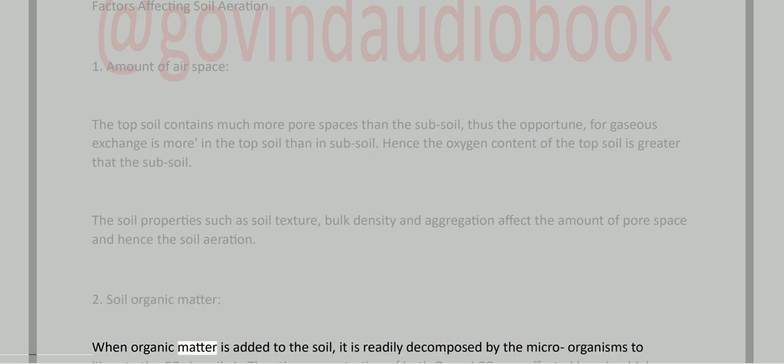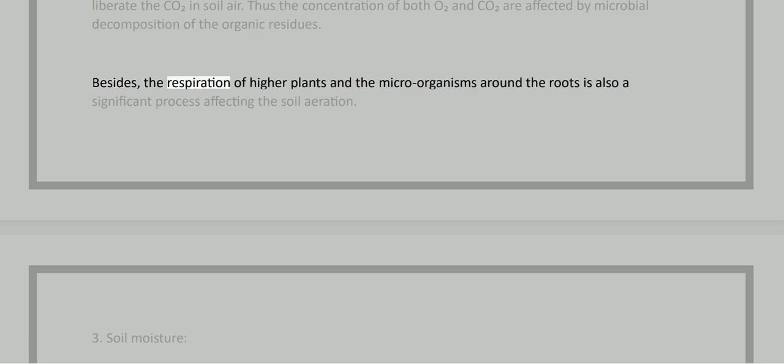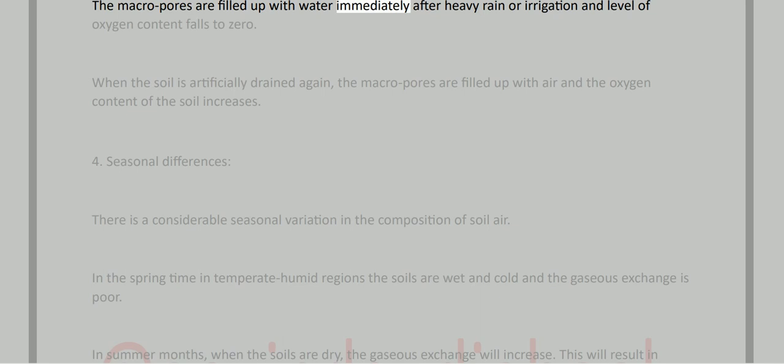2. Soil organic matter. When organic matter is added to the soil, it is readily decomposed by microorganisms to liberate CO₂ in soil air. Thus the concentration of both O₂ and CO₂ are affected by microbial decomposition of the organic residues. Besides, the respiration of higher plants and the microorganisms around the roots is also a significant process affecting soil aeration. 3. Soil moisture. The macropores are filled up with water immediately after heavy rain or irrigation and the level of oxygen content falls to zero.